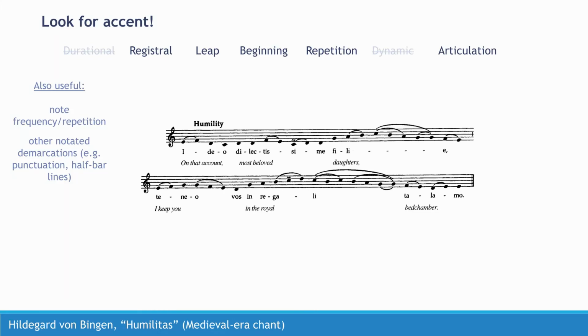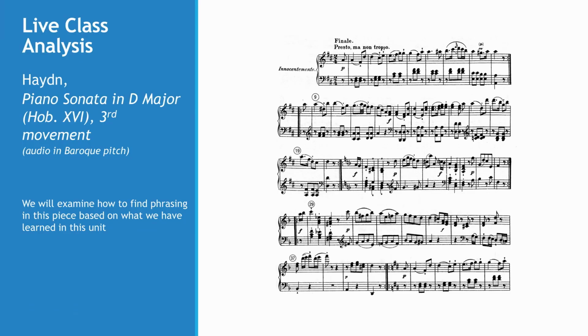Some of the same techniques can be used to look at other repertoires as well. So in our live class, we're actually going to do a much stronger focus on analysis this week. And we're going to focus specifically on looking at Haydn's Piano Sonata in D major. We're going to take a look at a few different things, but basically we're going to combine what we learned in the 3 different videos.